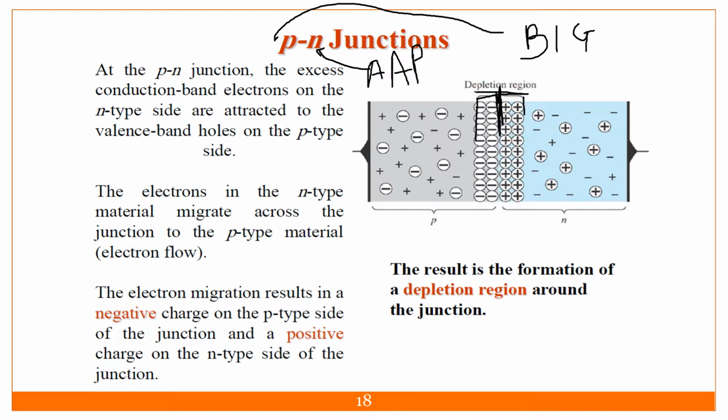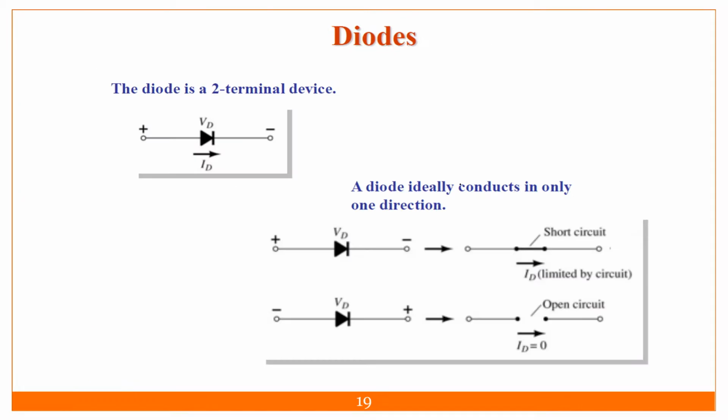Is it clear to you? If the number of minority charge carriers is more, this depletion layer will increase. Keep in mind, if we have 10, this is less. If you have 100 minority charge carriers, the depletion layer will be increasing.